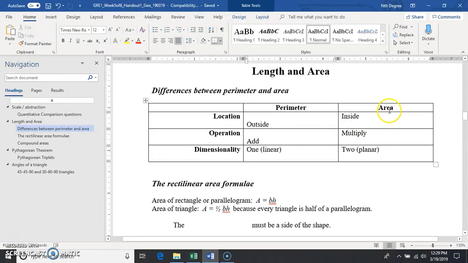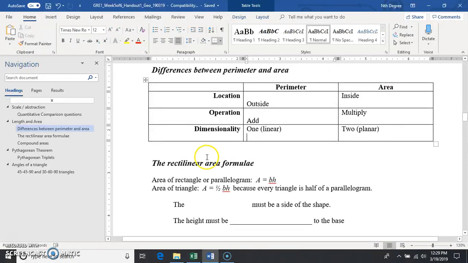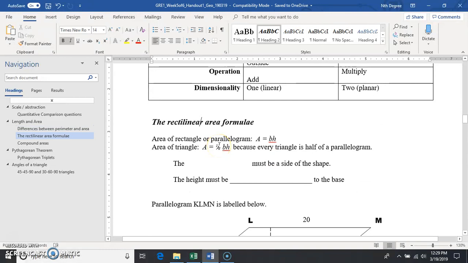Okay, now area does have certain formulas for it. And that's where we're going to go next with the rectilinear area formulae. Rectilinear, by the way, again means that there will be no circles involved, no curves. Everything is going to be straight and right angles. Well, I guess not necessarily right angles, but there won't be any curves. And of course, formulae is the plural of formula.